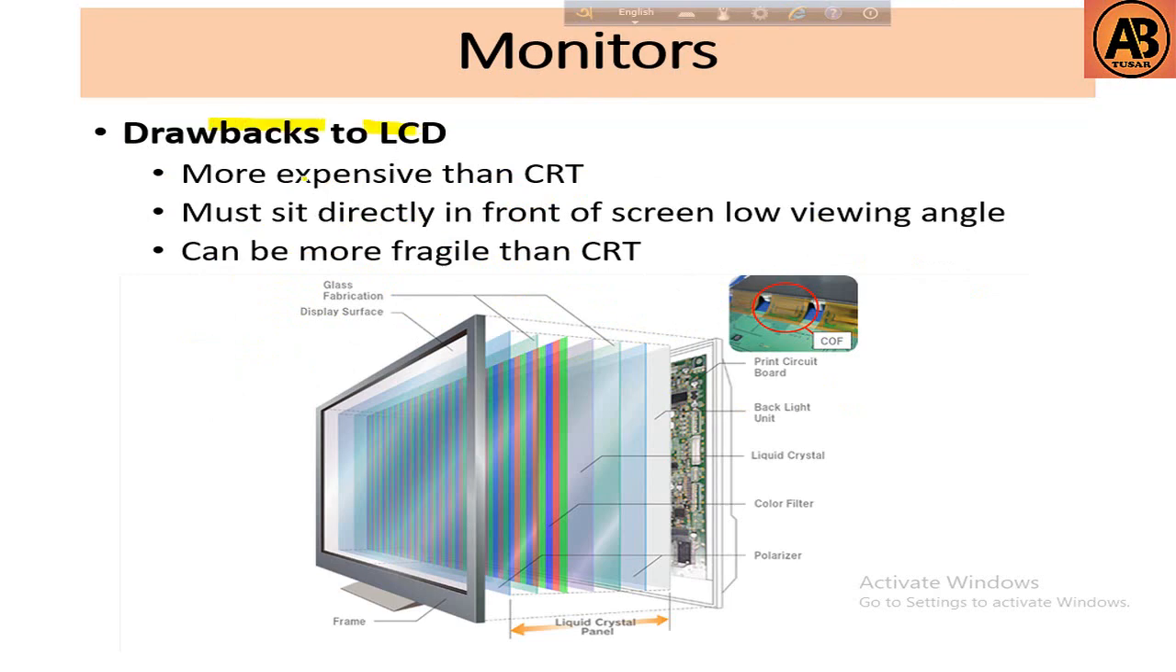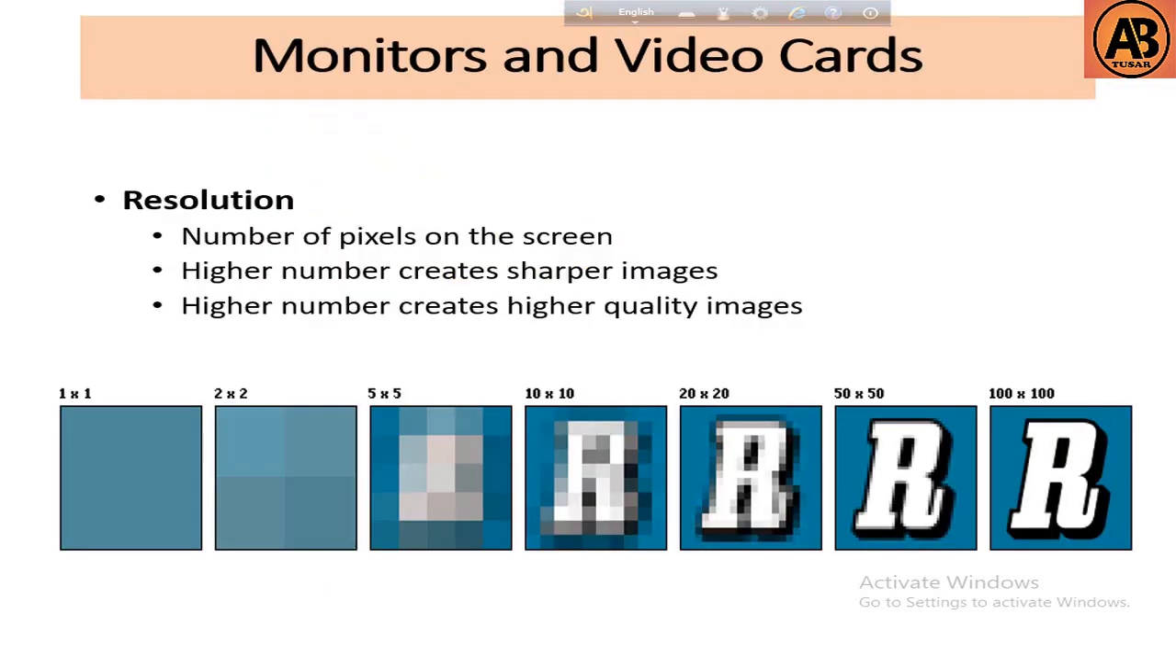Drawbacks to LCD. LCD monitors are more expensive than CRT monitors. Then you must sit directly in front of the screen. Low viewing angle. Can be more fragile than CRT. Then monitors and video cards.